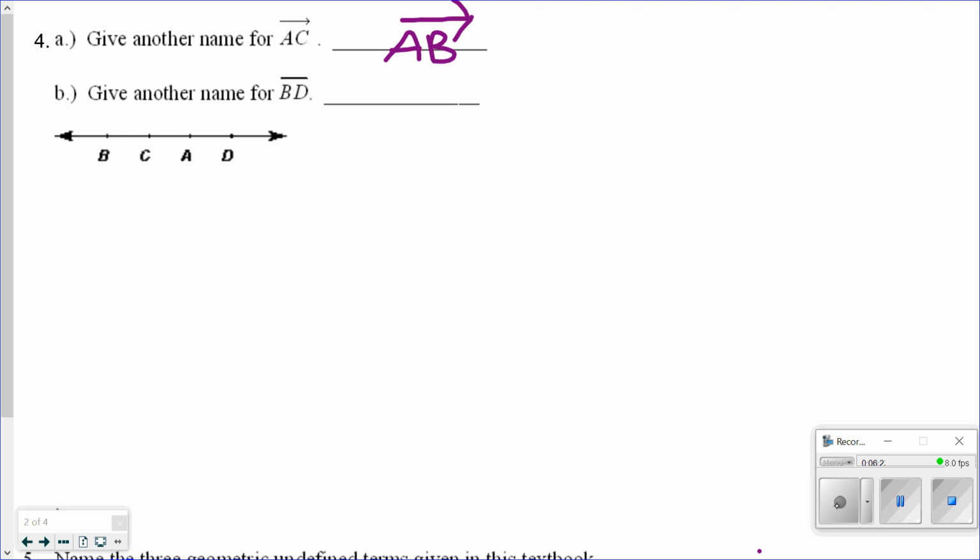Give another name for segment BD. If I look at BD, a segment stops. And so the only name I could use here is actually by flipping my points around. So another name for segment BD would be segment DB. So let's switch D and B around, and don't forget your segment mark.